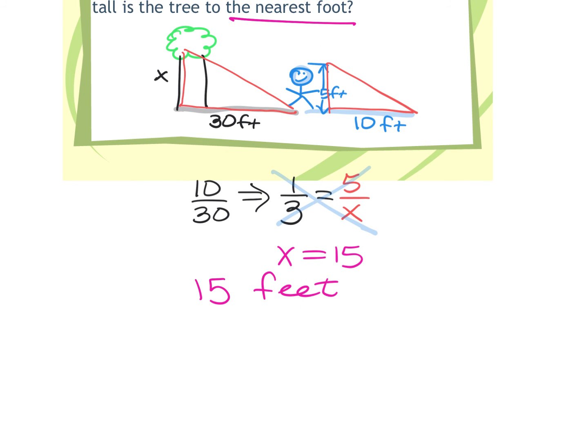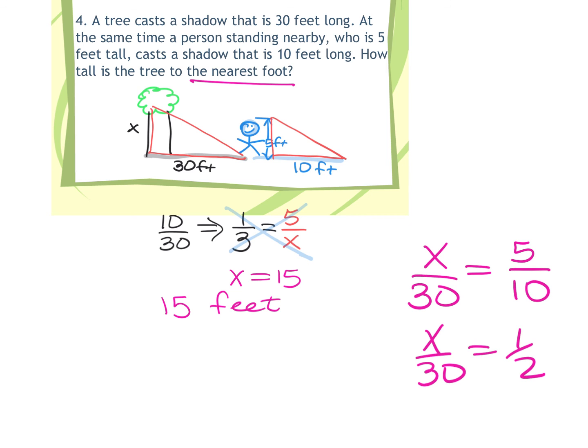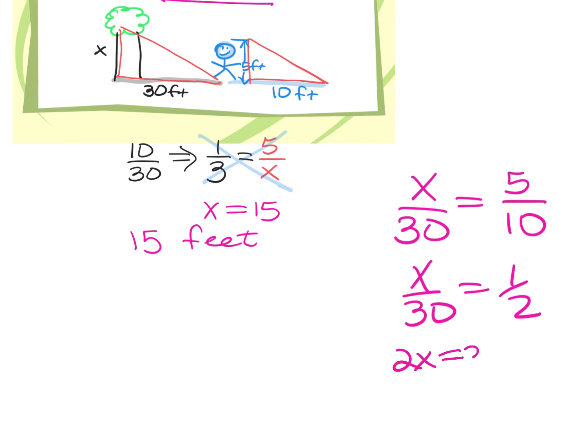I didn't have to approximate anything. If you would have preferred to match the height of the tree with the length of its shadow, and then the height of the person with the length of their shadow, you can do this as well. If you wanted to simplify, you could reduce this to 1/2, and then you would get 2x equals 30, divide by 2, and x still equals 15. Or even if you didn't simplify it, you still get the same answer. You would have just gotten 150, and then divide by 10 is still 15.